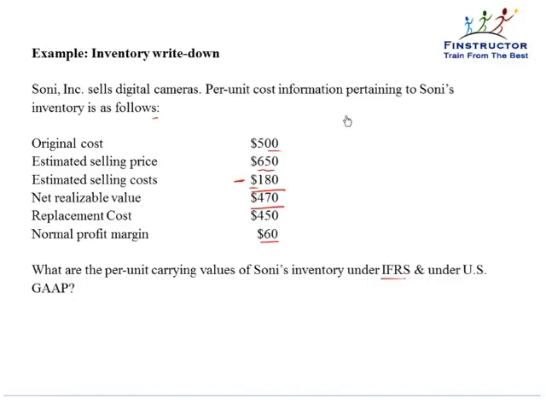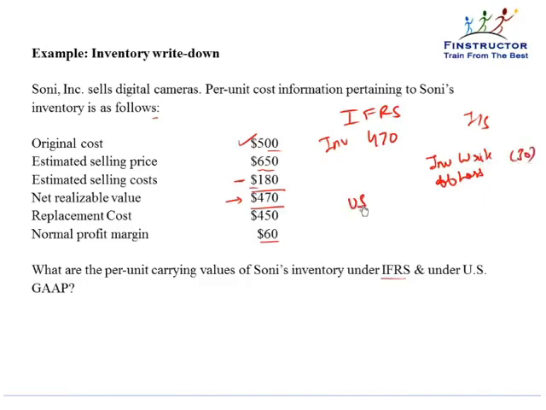So let's first do IFRS. IFRS says that inventory must be lower of cost or net realizable value. So in this case, the cost is $500 and the net realizable value is $470. That means inventory must be carried at $470, or it will be written down to the extent of $30. So I will reduce my asset by $30. I will correspondingly in the income statement take an inventory write-off loss. Please remember, this comes above the profit before tax but below the EBIT of $30.